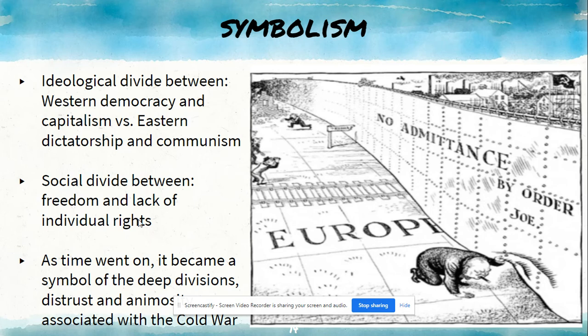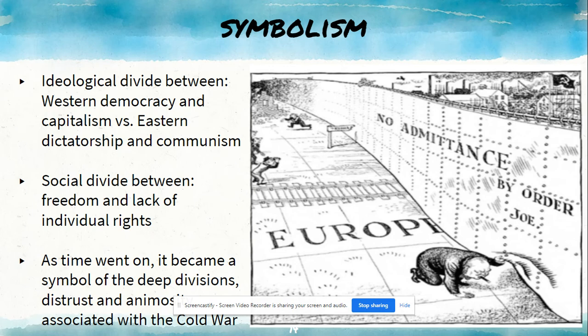Okay. There's also a social divide between freedom and lack of individual rights, right? We have freedom in Western Europe where they have a democracy, they're able to vote. There's free enterprise, right? People have money and they spend it however they want. And corporations, businesses run the economy versus in Eastern Europe, where there's a lack of individual rights. There's a totalitarian government. They don't want people rising up, speaking out against the government, because remember, the government in Eastern Europe controlled the economy.